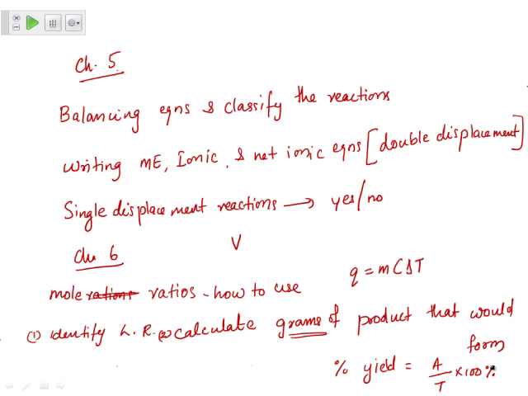I think that covers all your exam topics, multiple choice as well as problems. Chapter 6, so all these mole ratios, limiting reactant, Q is equal to mc delta T, percent yield, all are in part 2, all are problems. And that will come along with this.